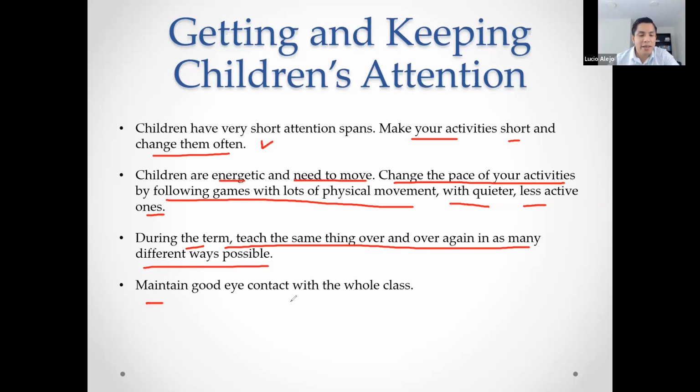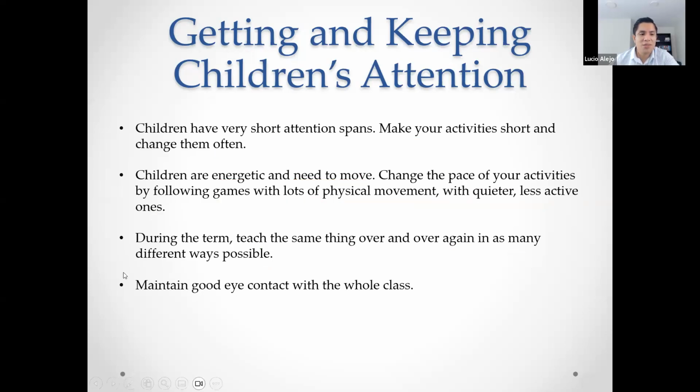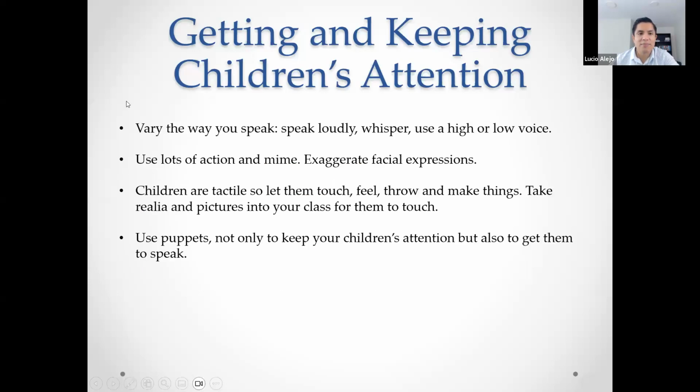And maintain good eye contact with the whole class. Of course, guys. I mean, you need to look nice, friendly, and kind, right? You don't want to be the angry teacher, right? I mean, I know that some of you are disciplined. I'm disciplined. I'm very disciplined with my students, but also you need to be kind and really care for your students. Vary the way you speak.